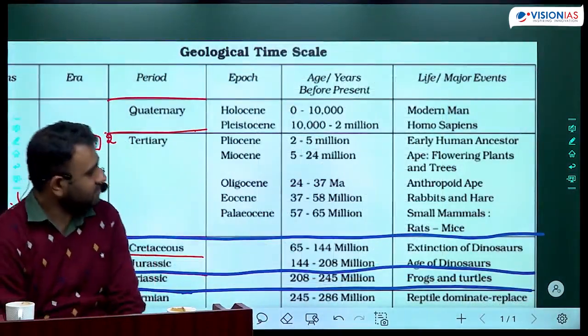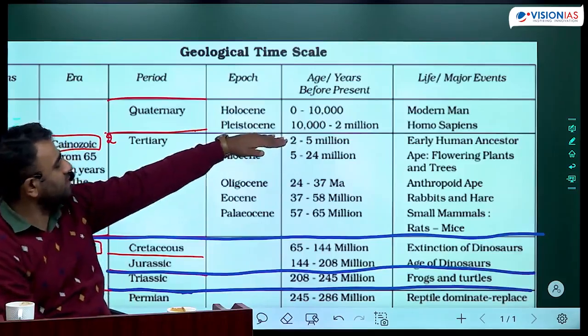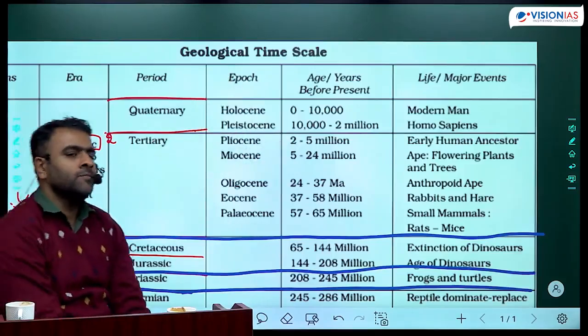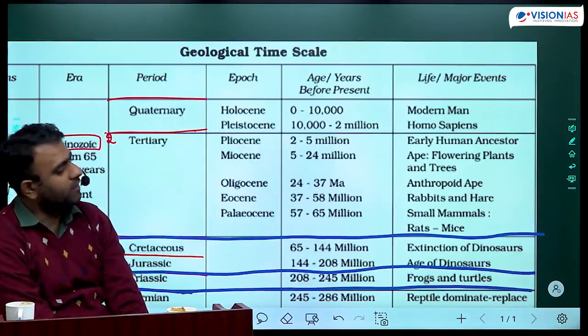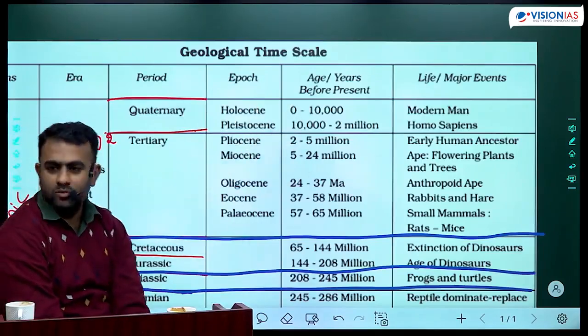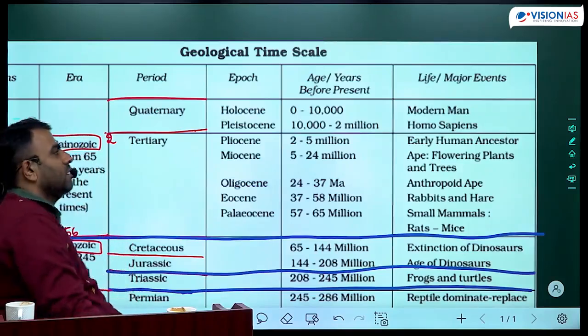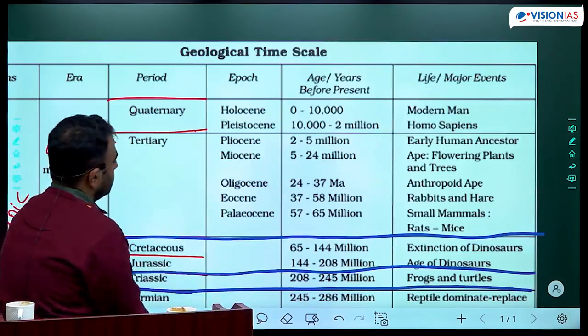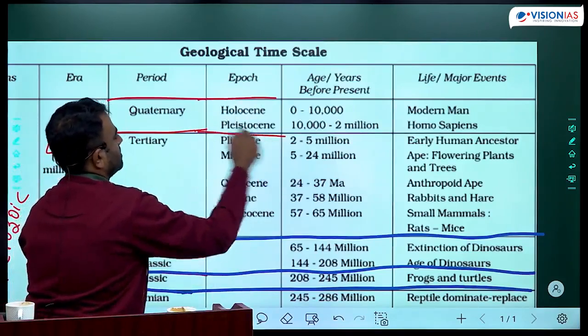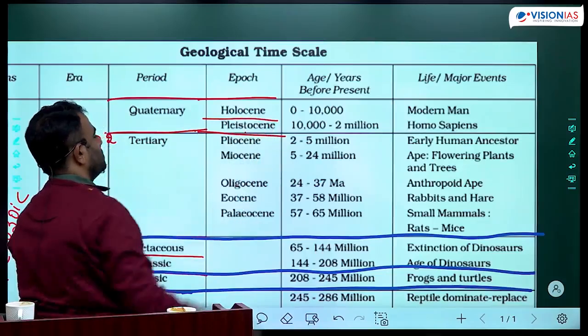So, apes have come up to here. Now we enter quaternary. Quaternary is the last 2 million years. One of the apes evolves into Homo sapiens. The biological evolution of Homo sapiens happened in quaternary. Quaternary is further divided into 2 epochs, Holocene and Pleistocene.